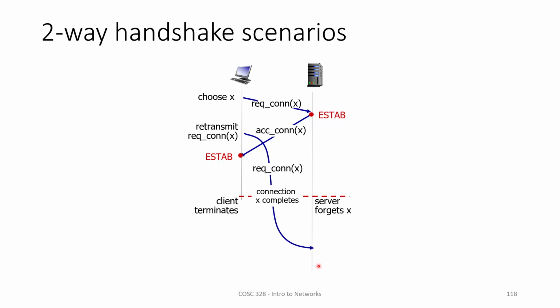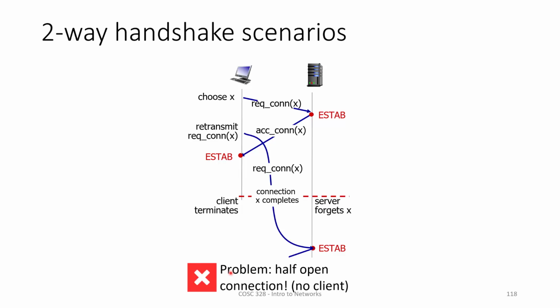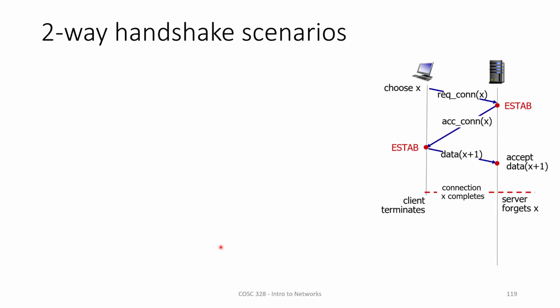So then it means that a server receives a connection request after the previous connection was completed. So it establishes a connection and then sends an acceptance, but the problem is that there is no actual client, so the connection is half open on the server side, and there is no recipient for this. So let's see why this is problematic. This is another scenario, and in this scenario we'll see why this is problematic. It's the same thing. The client sends a connection request, the acceptance is sent, and then it sends the data.